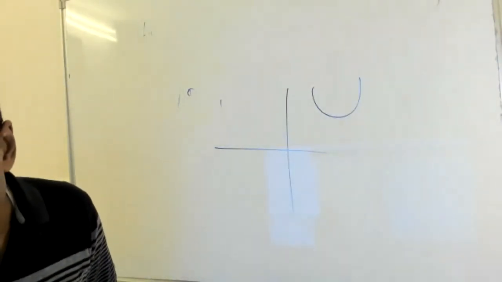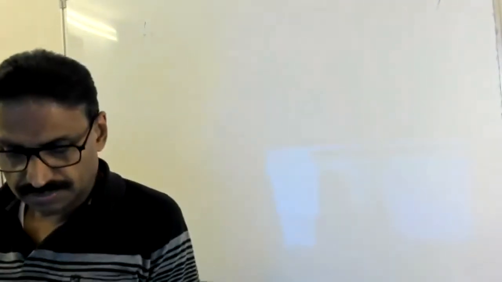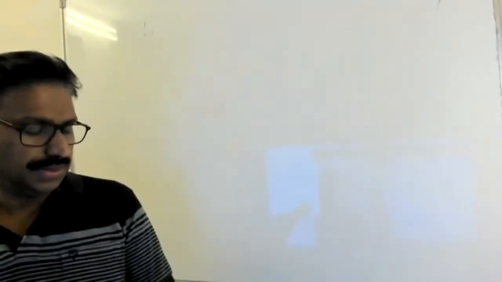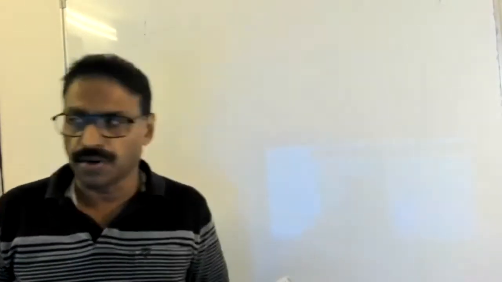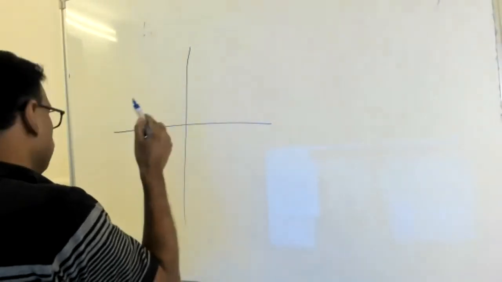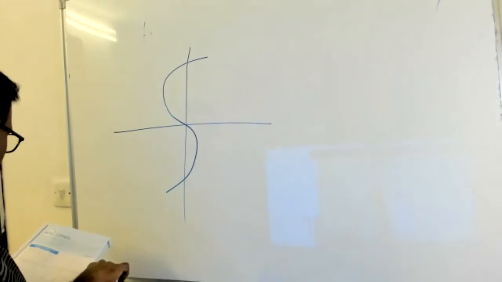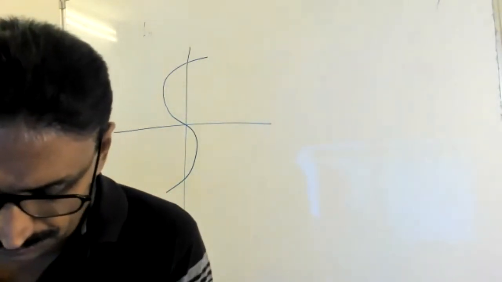Now my question. In the figure, the graph of the polynomial p of x is shown. Find the number of zeros.